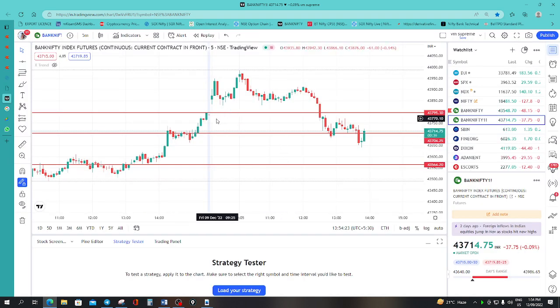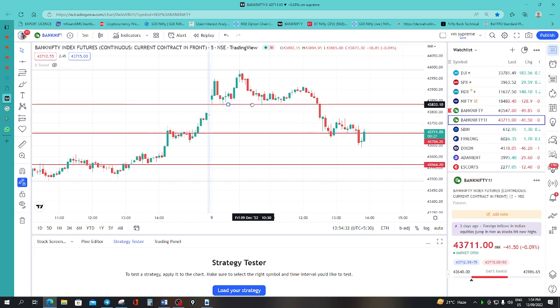This is a plain chart on TradingView. This does not contain any indicator. So this is the first candle opening here. This is the opening. This is the closing. However, if you mark this, the market went up, it was rejected and came to the starting point.